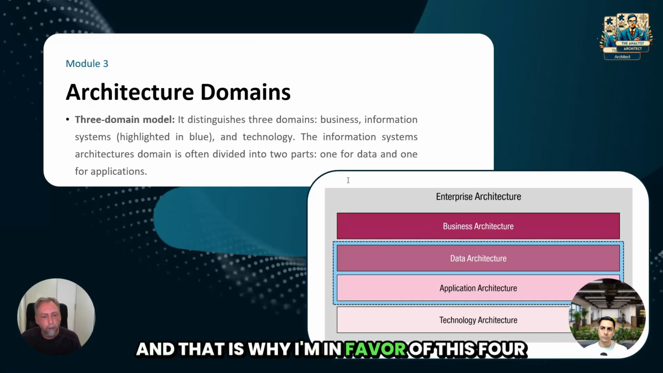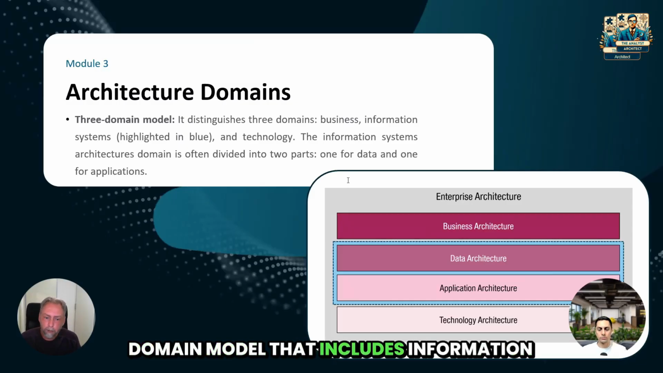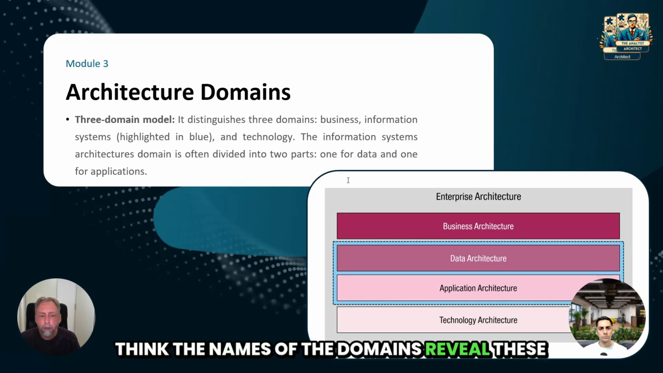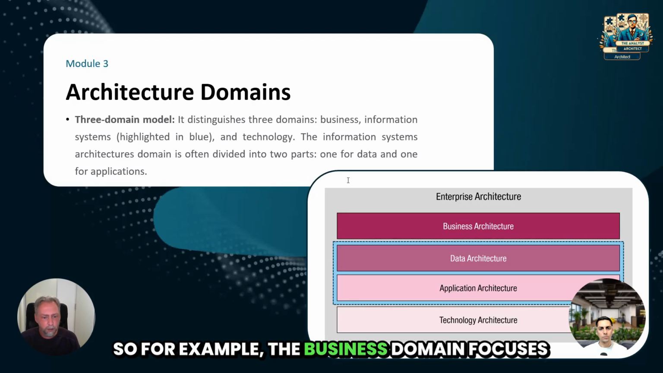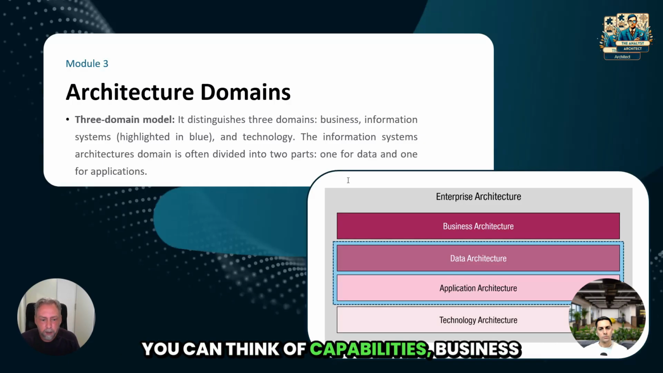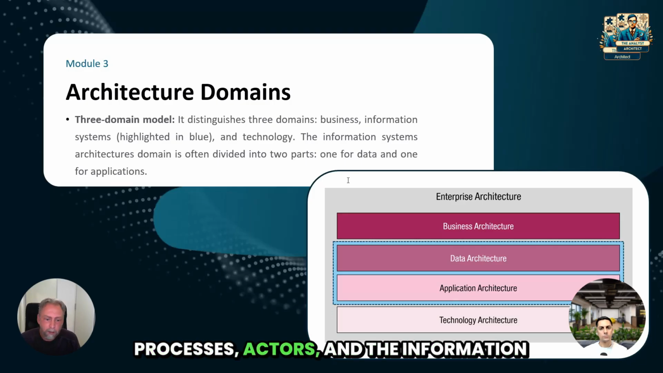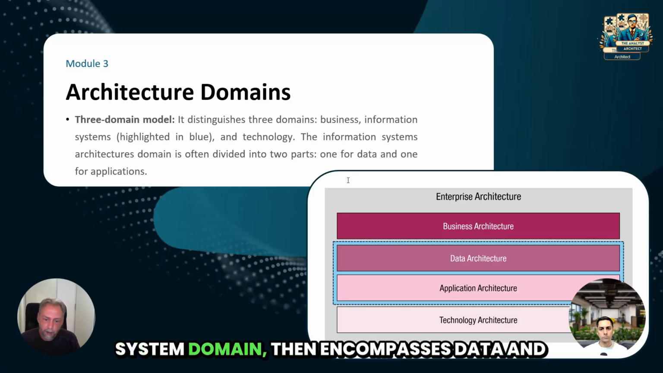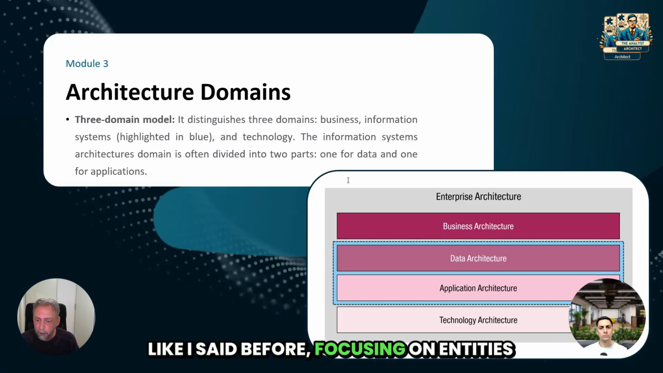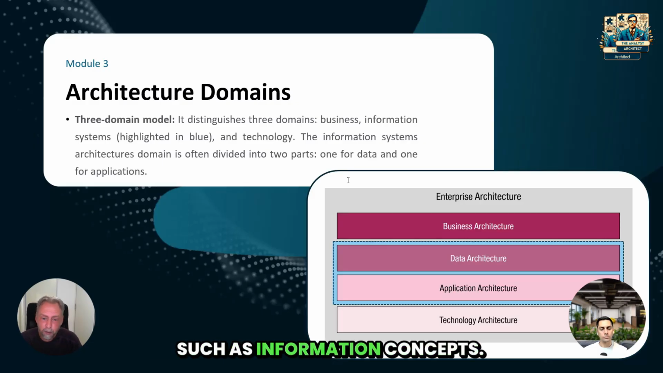And that is why I'm in favor of this 4-domain model that includes information architecture. Now, as for what role each domain plays, I think the names of the domains reveal these roles. So for example, the business domain focuses on entities related to business operations. You can think of capabilities, business processes, actors, and the information systems domain then encompasses data and application architecture, like I said before, focusing on entities such as information concepts.